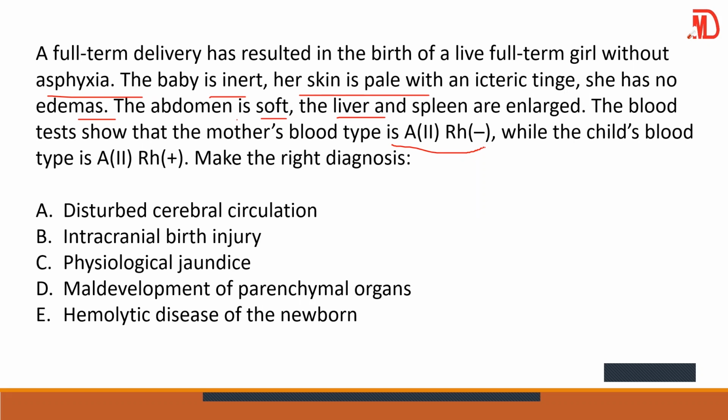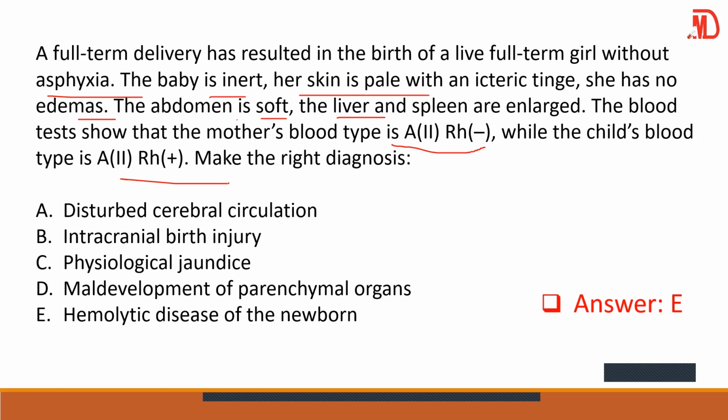So over here, the child's blood group is what? A positive. Make the right diagnosis. Definitely, we are looking at what? Rhesus incompatibility. And that will lead to what we call hemolytic what? Disease of the newborn. So over here, your answer is hemolytic disease of the newborn. And this is caused by what? Rh incompatibility or Rhesus incompatibility. This is not ABO. No, this is Rhesus incompatibility.